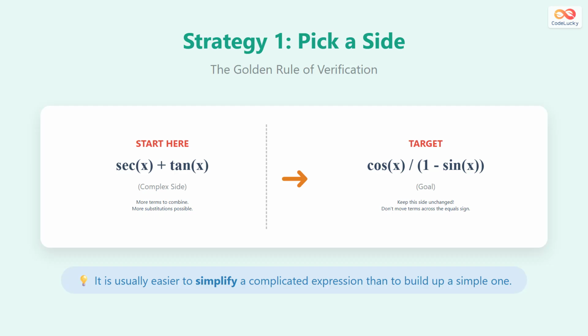Now for our first strategy, always pick one side to work on. The golden rule is to start with the more complex side. It is much easier to take a complicated expression and simplify it down using algebra than it is to take a simple term and try to build it up into something messy. Pick the complex side and make it your goal to match the simple side.